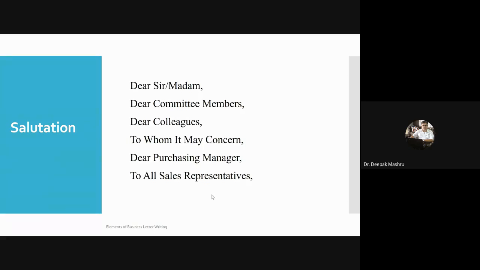Dear purchasing manager or purchase manager means we don't know the name of the person, but we know the designation. So by designation, we can write. And when we have a common letter, a kind of circular, we write to all sales representatives. So this is the way.